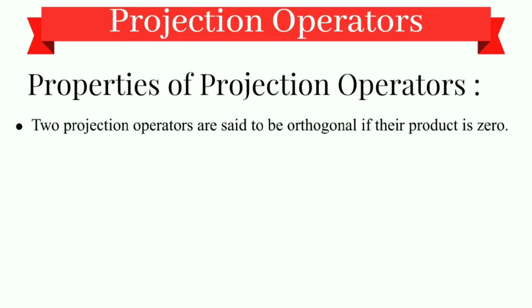Number 3, two projection operators are said to be orthogonal if their product is 0. So simple. We know that orthogonal is when we get 0 as the value of the product. So if we are getting 0 as a product of two projection operators, then they are said to be orthogonal.